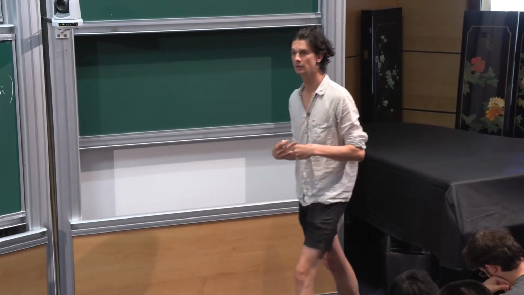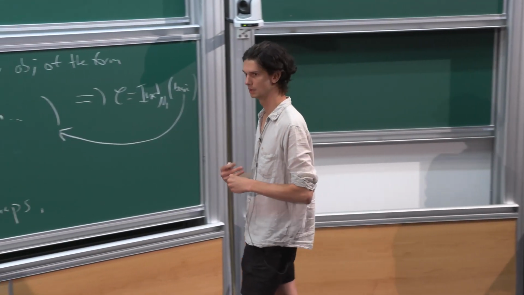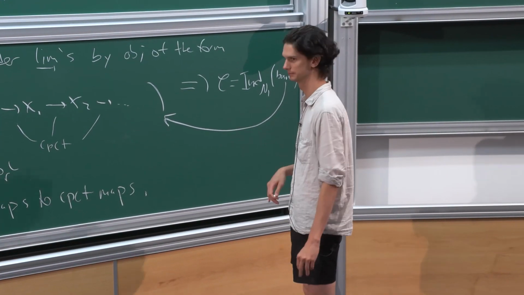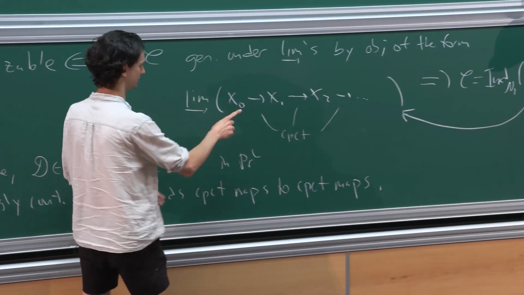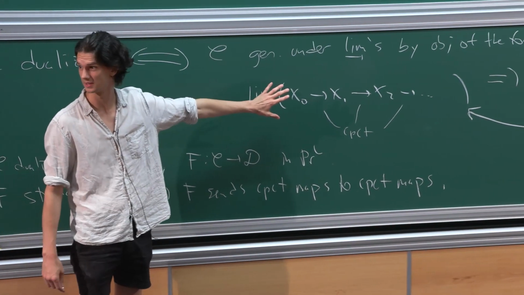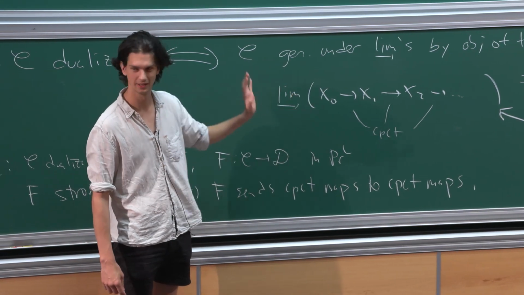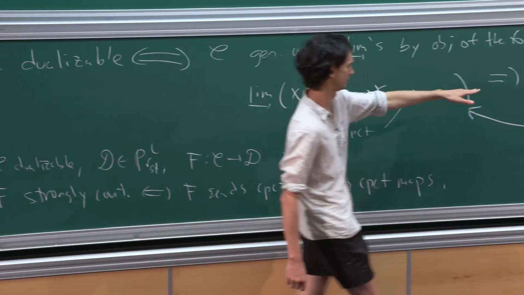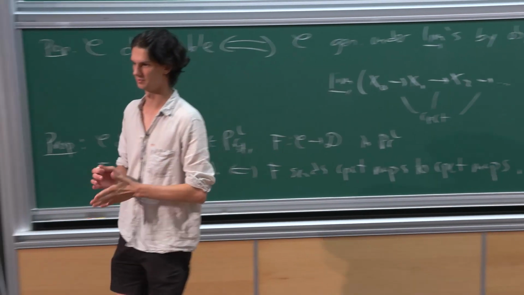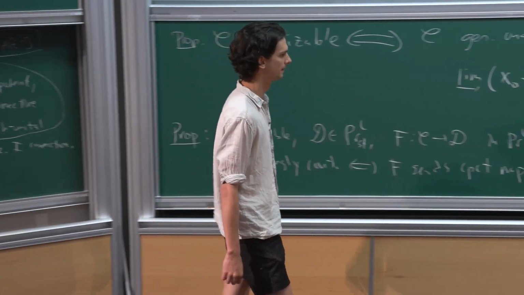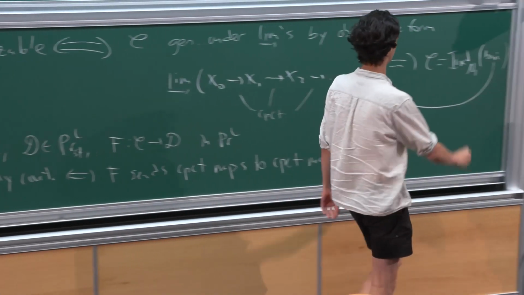So, are objects of this form exactly the Aleph-1 compact objects? Yes. The collection of these is closed under countable colimits. That's maybe not obvious, but it's a good exercise, and that implies, together with this, that they are exactly the Aleph-1 compact objects. And maybe I'll say that these are.